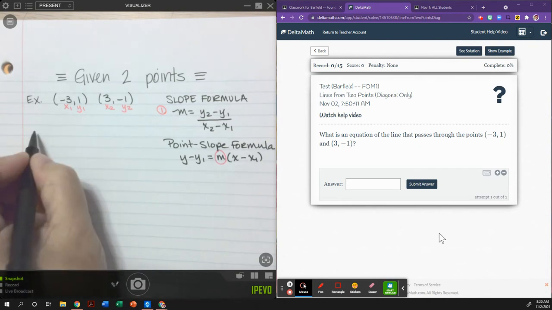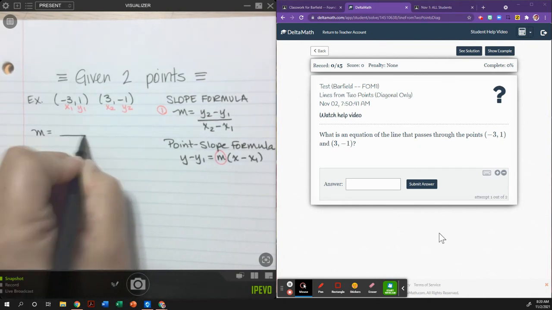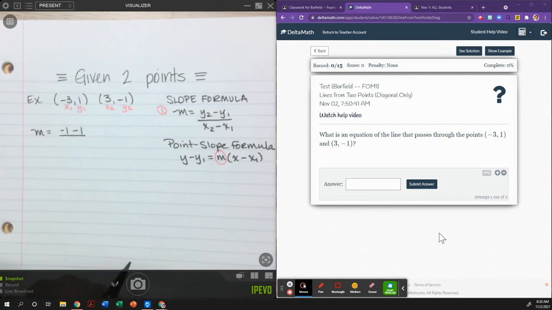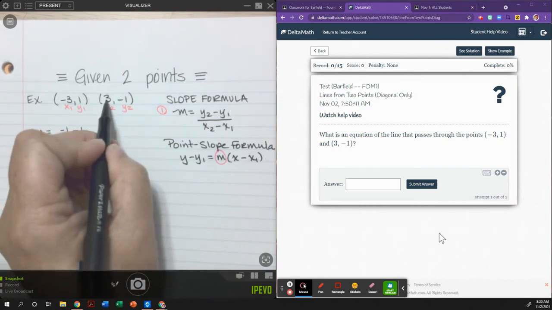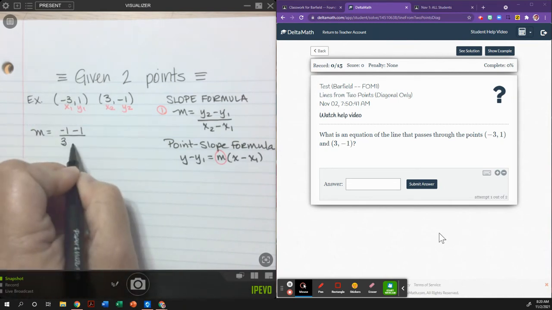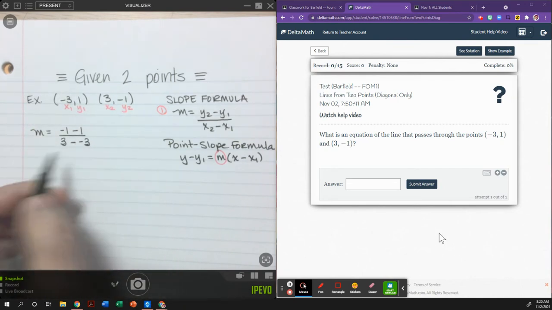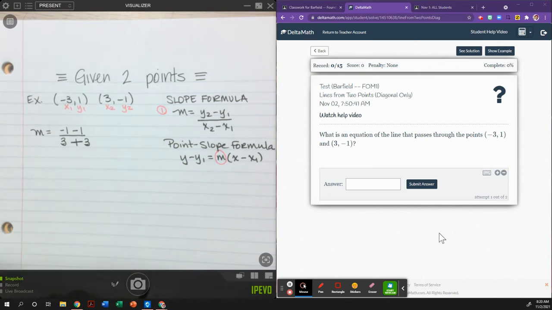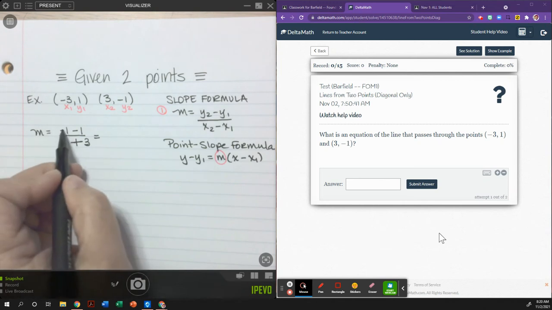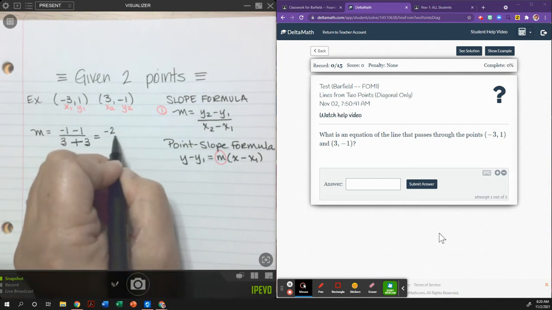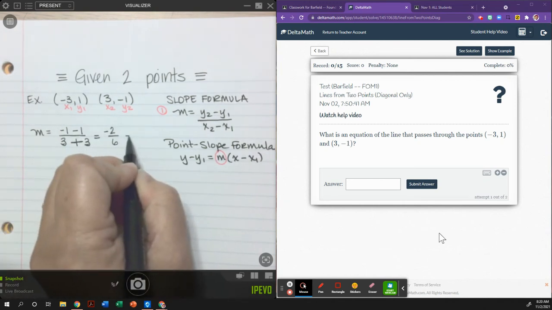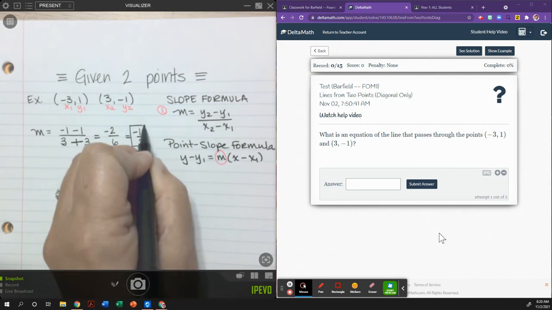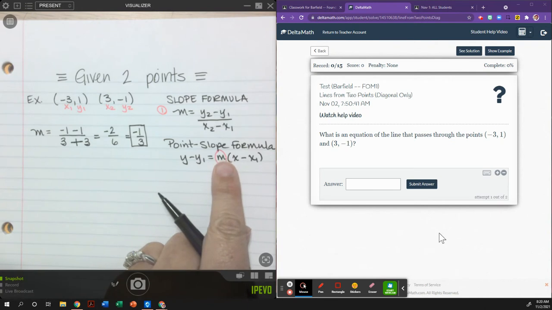All right, so m equals y2, -1 minus y1, which is 1, over x2, 3 minus -3. And we've been practicing that. If you have 2 negatives, it becomes a plus. So -1 minus 1 is -2. 3 plus 3 is 6. So that simplifies to -1/3. Okay, so that's my m.